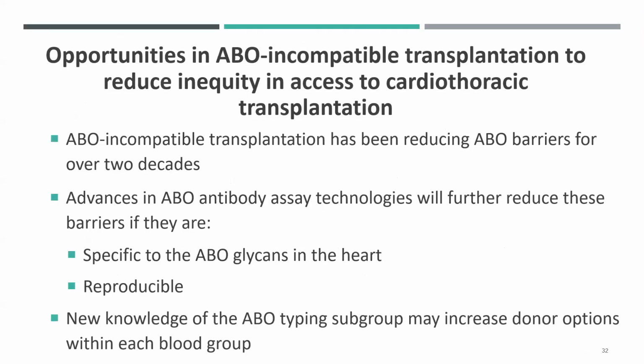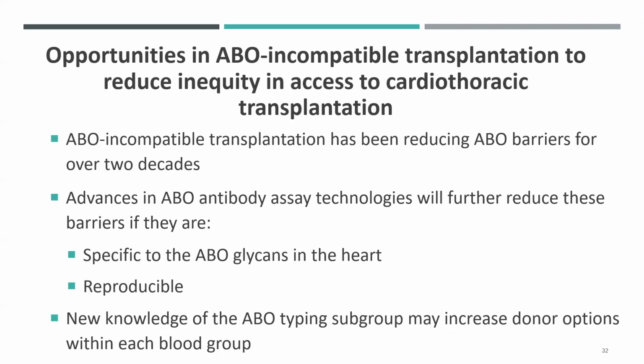So thinking about the opportunities, ABO-compatible transplant has obviously been reducing barriers for patients, particularly pediatric heart transplant patients, for over 2 decades, and in renal transplantation for even a little bit longer than that. The advances in ABO antibody technologies could help us reduce these barriers if they're specific to the glycans in the heart in the case of pediatric heart transplant, or the kidney in the case of kidney transplantation, particularly ABO-A2 incompatible kidney transplant. And they can be, if they're reproducible, more equitable from center to center.